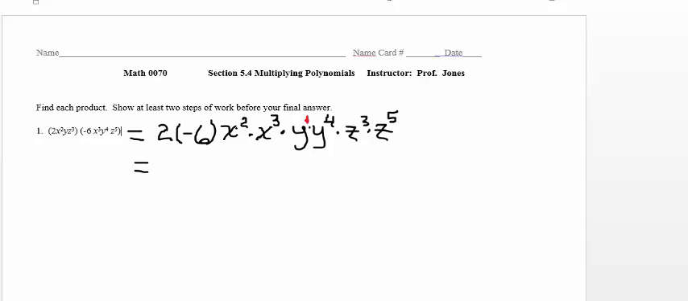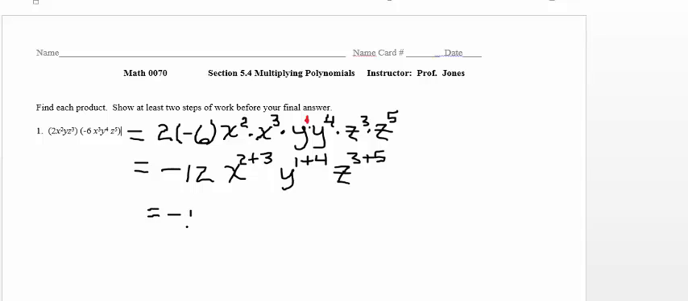So this first step was just rearranging. We can multiply in any order. The next step, we're going to multiply the 2 times the negative 6 to get negative 12. And we're going to show that we're using the product rule of exponents. So x squared times x cubed is x to the 2 plus 3. Y times y to the fourth is y to the 1 plus 4. Z cubed times z to the fifth is z to the 3 plus 5.